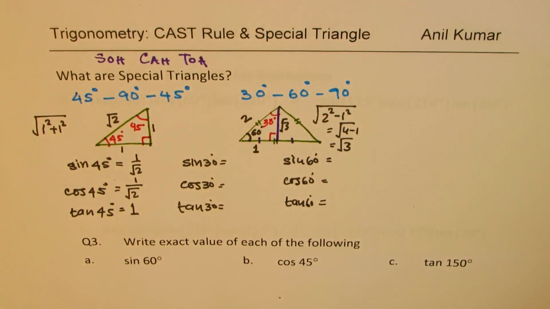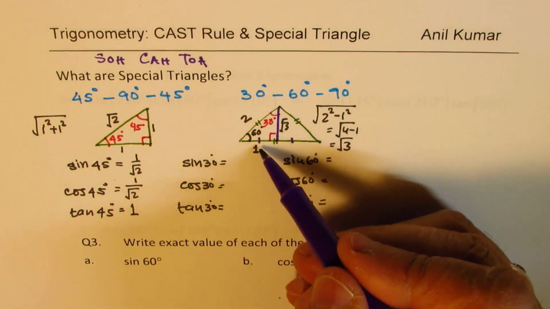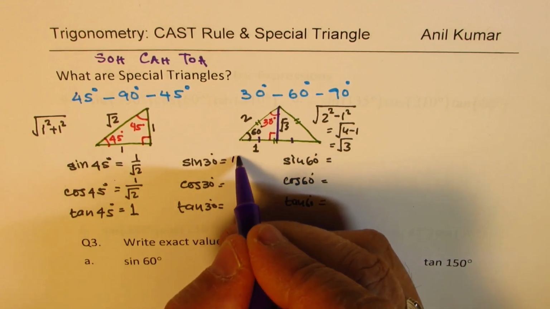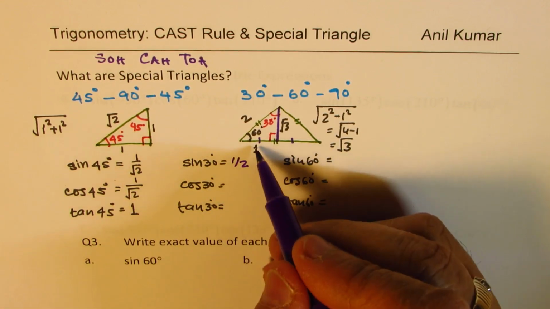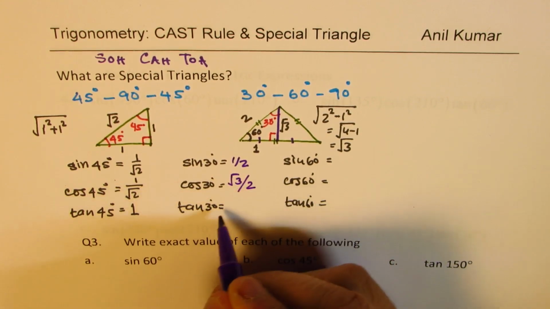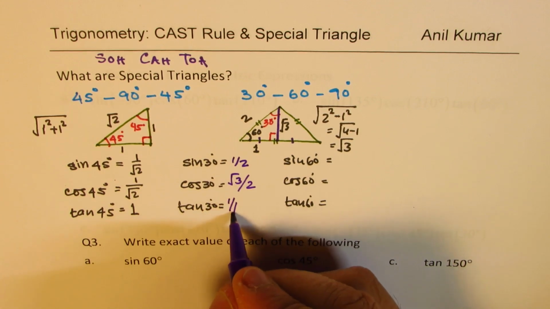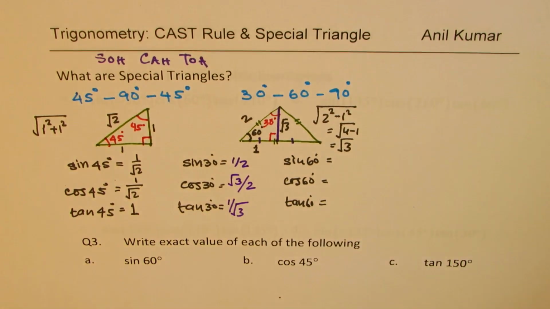I would like you to pause the video here and now fill up these ratios. Well, for sine of 30 degrees, you have to look from that side. Opposite side is 1, so it is ratio of 1 over 2. For cos of 30 degrees, adjacent is square root of 3. You get square root of 3 over 2, and for tan, it is going to be 1 over square root 3. Is that clear to you? So that is how we find them.